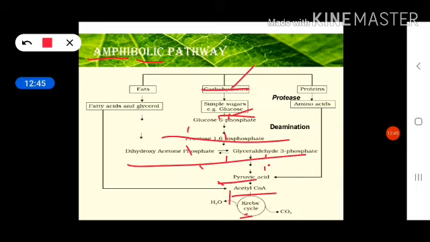This ratio depends upon the type of respiratory substrate, because it is different for carbohydrate, different for protein, and for fat.